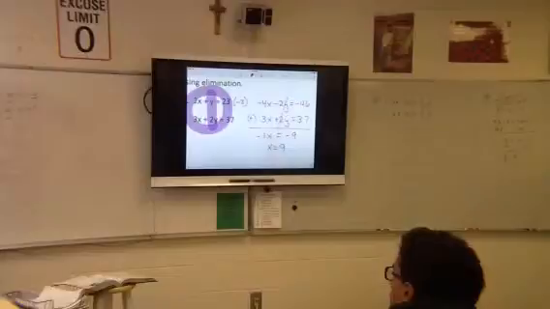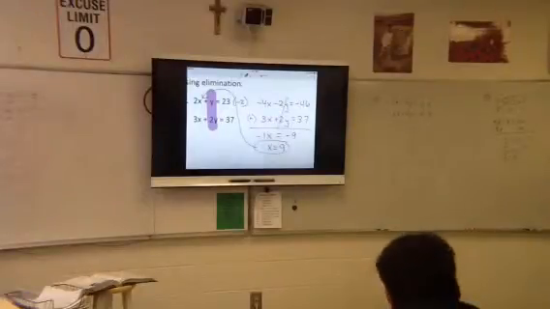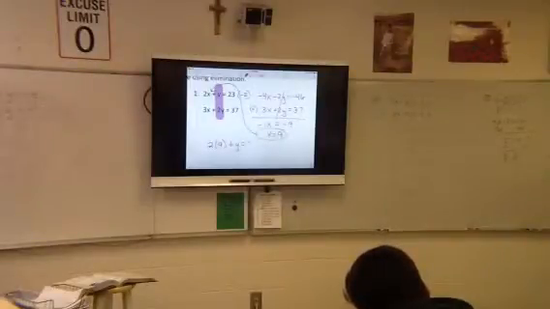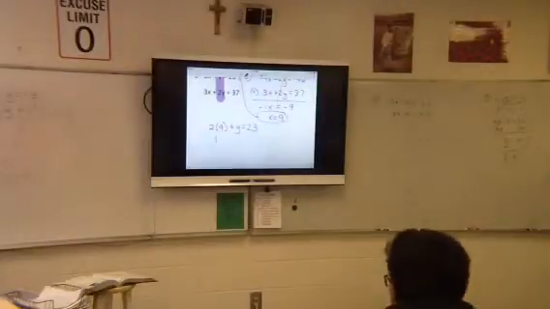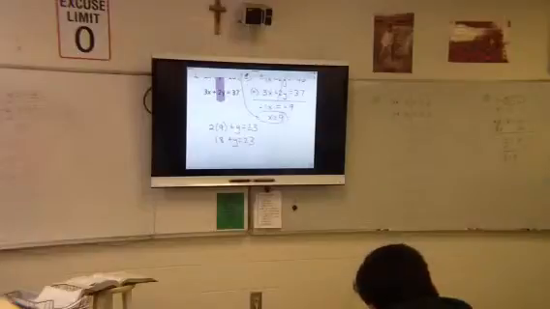So I would do one of these guys. Which one do you guys want to do, top or bottom? Top it is. So I'm going to plug it in to the top. We have 2 times 9 plus y equals 23. Is everybody good there? Okay, so what's 2 times 9? 18. Plus y equals 23. And when we subtract that off, y equals 5. Very good.